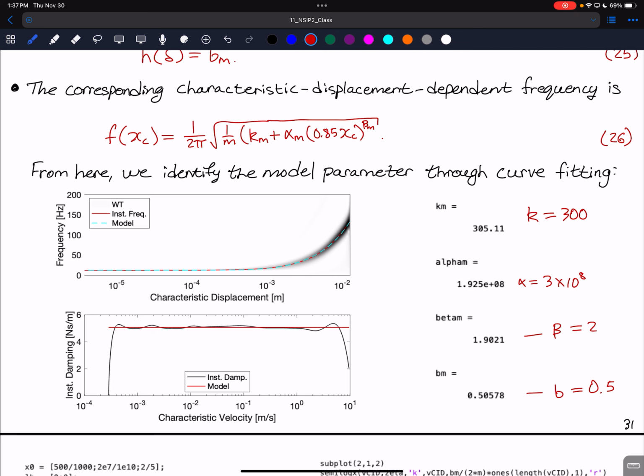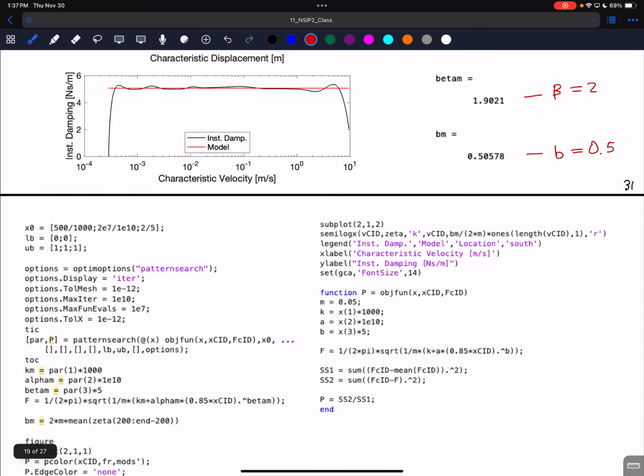Now that we have that, you can see the code here. You can see I have an objective function, and you can see how I did pattern search to fit those curves. This particular optimization runs very fast because it's a very simple optimization, because the objective function is very fast. There's no simulating anything here.